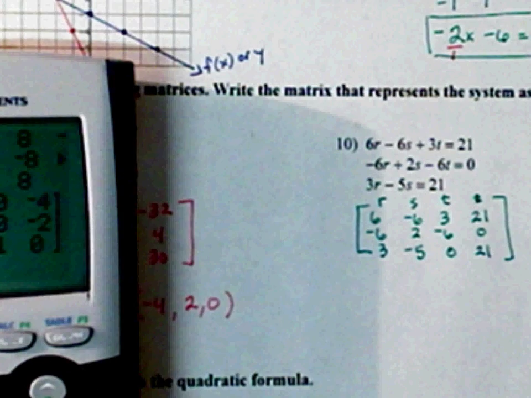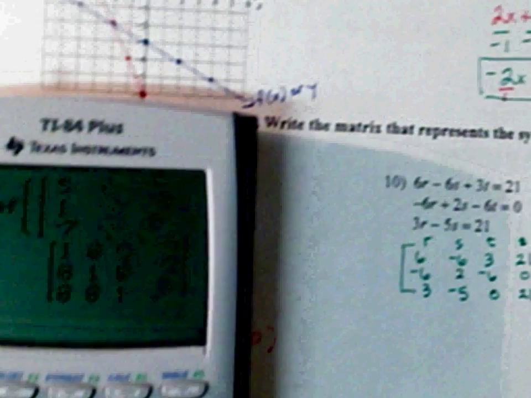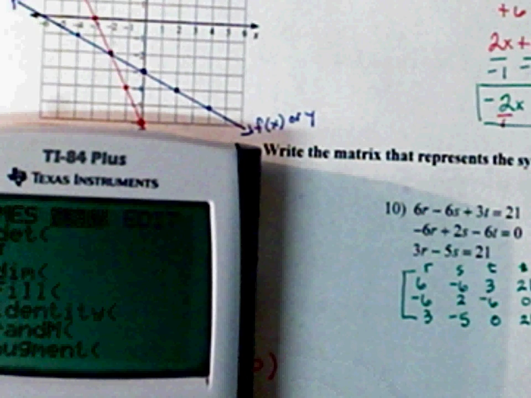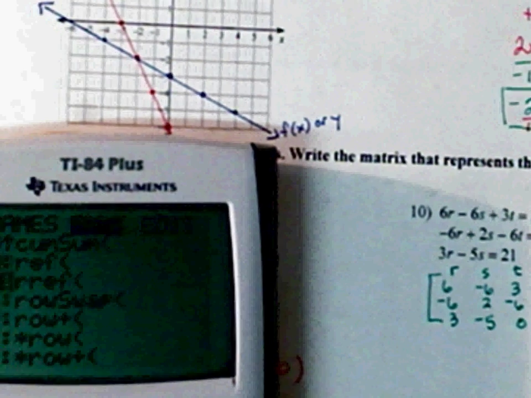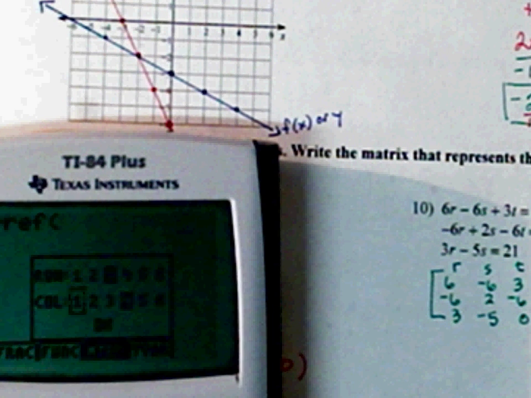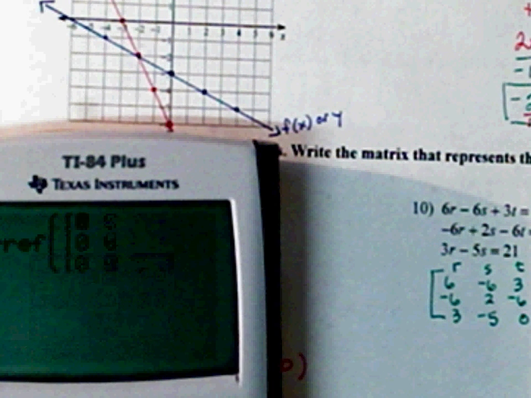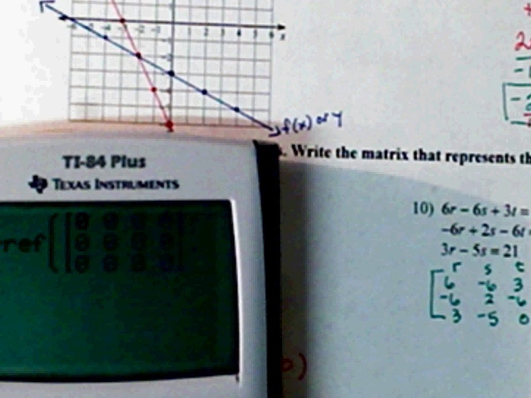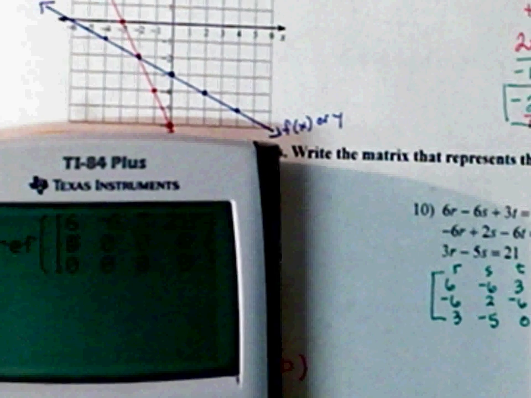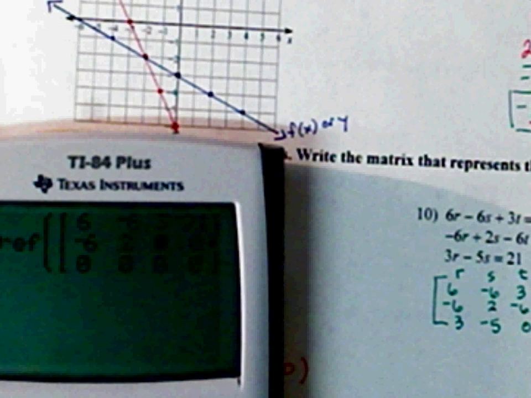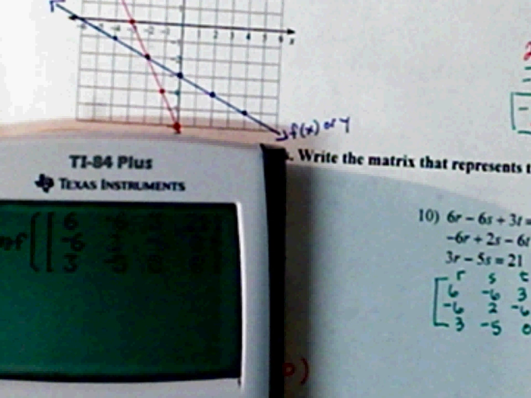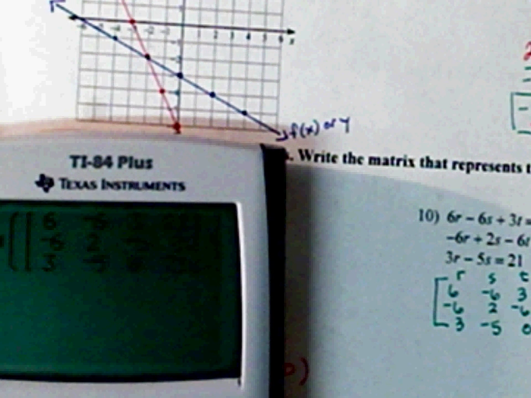So same thing. You're going to type in clear first. Second matrix, right click, go up to RREF, enter, alpha zoom. Notice it's already a 3 by 4, so enter. And so you enter your data. 6, negative 6, 3, 21, negative 6, 2, negative 6, 0, 3, negative 5, 0, 21. Right click and hit enter.